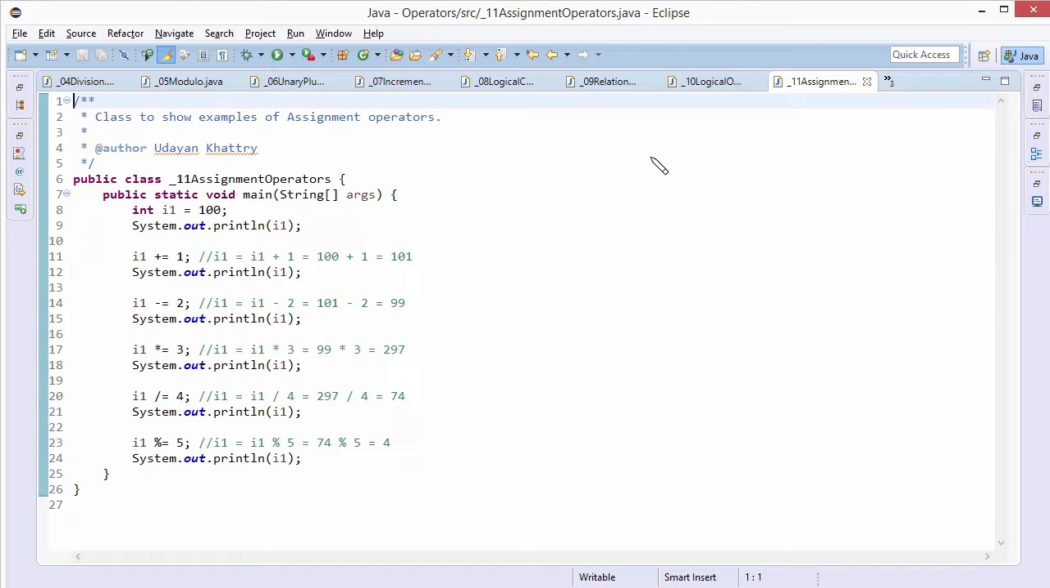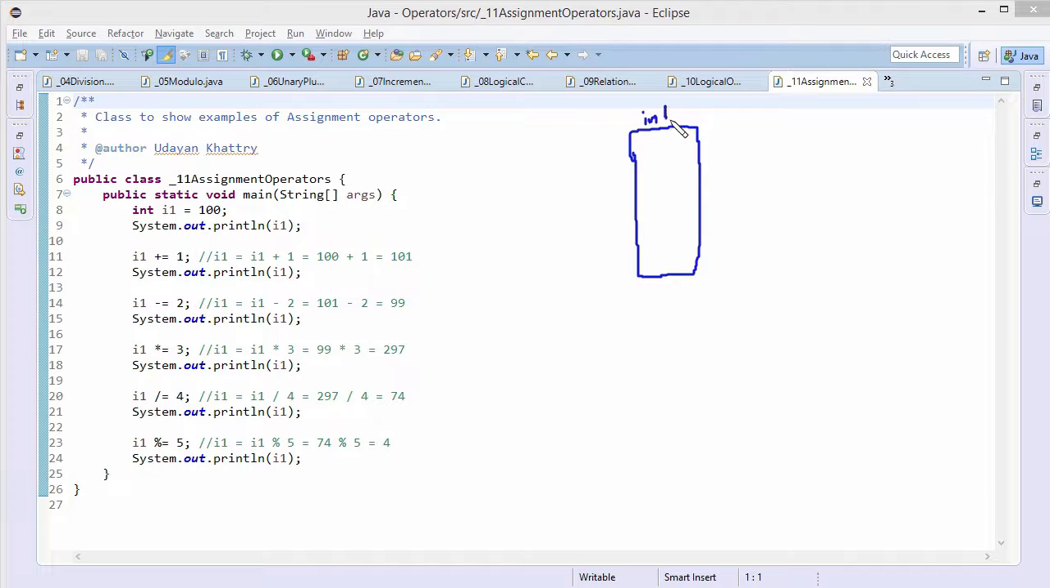So over here we have variable I1, which is of integer type. The name of this variable is I1. The initial value that we have assigned is 100. Now this is the first operator, the assignment operator. This operator will assign 100 to I1. Print the value of I1, you will get 100 at this location.